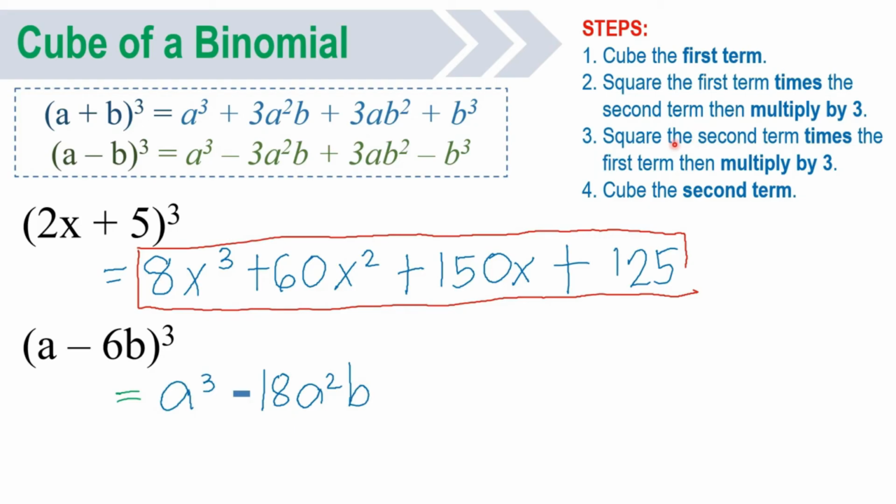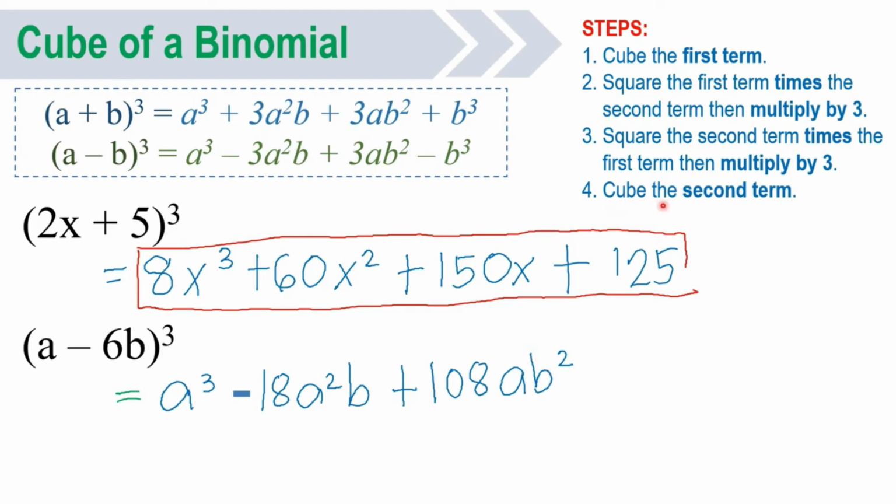Next, third step, square the second term times the first term. Square the second term, we will have negative 6b times negative 6b. It will be positive 36b squared. Times the first term, so times a, you will have 36ab squared. We just added a. Then multiply by 3. So 36 times 3, you will have 108. Then copy the variable a and b squared.